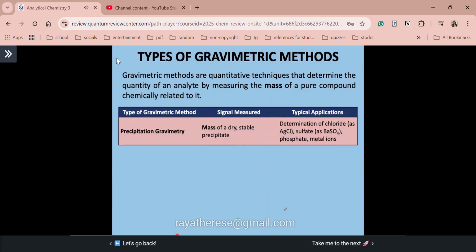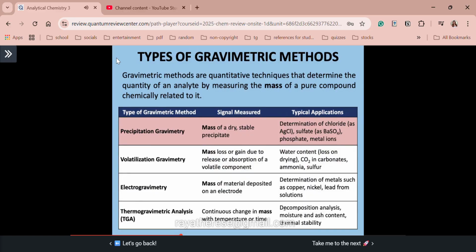Ang ipo-focus natin guys dito, precipitation gravimetry. So ito, merong mass of a dry, stable precipitate. In books class, ang pinaka-common na mga napo-form na precipitate at lumalabas din sa exam ay ang silver chloride and barium sulfate. So, tandaan nyo na. And then, meron na tayong volatilization. Siyempre, kapag may nawala na mass, any loss in mass, yun yung volatiles. It could be water or carbon dioxide. Electro, so merong mass of material deposited on an electrode. Very useful class if you want to analyze metals. And then TGA, of course, this has something to do with thermal. So merong continuous change in mass with temperature or time. Mapansin nyo, naka-highlight ang mass. So any technique class na may kinalaman sa pag-measure ng mass as a signal, this is gravimetry.